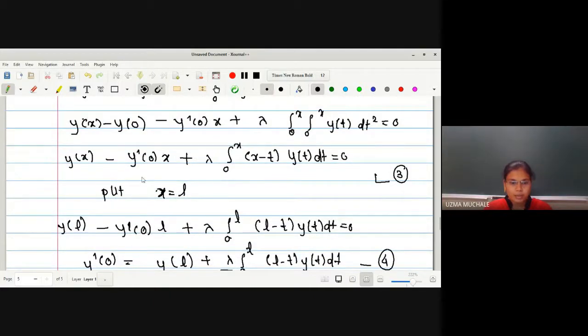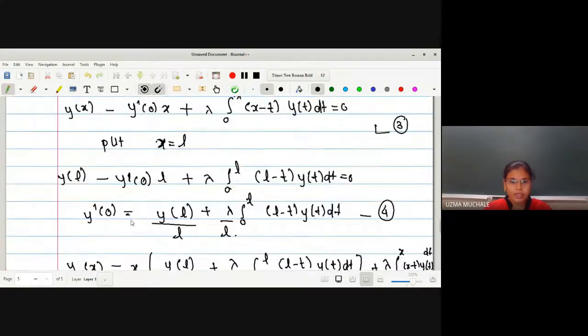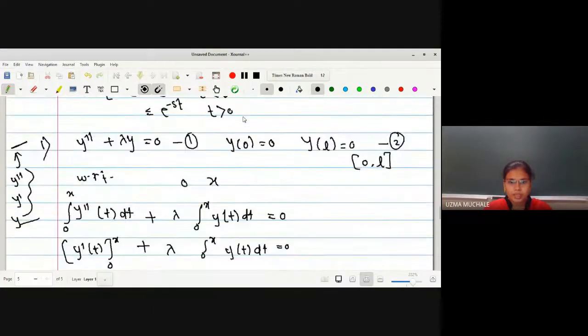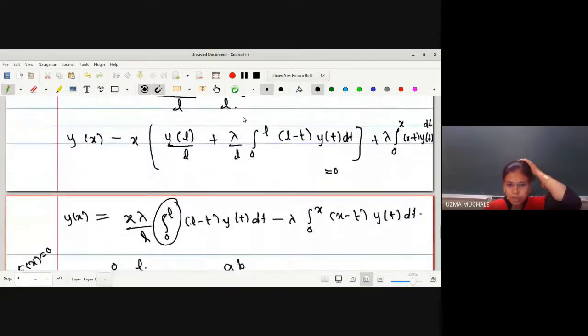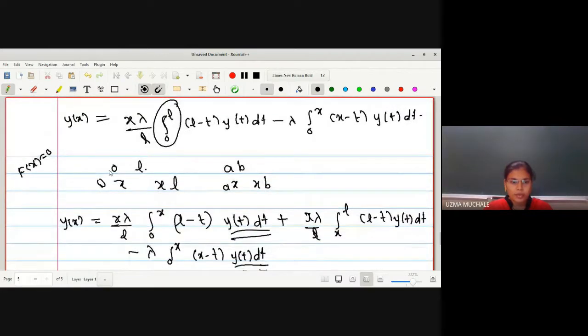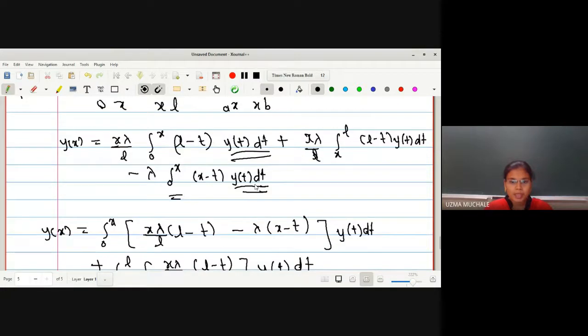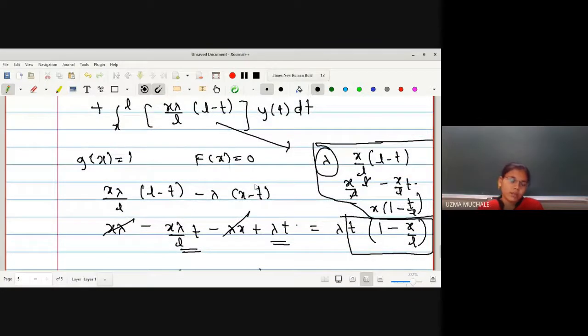Y dash of 0 की जगह पे put करना है. Okay. And then we use the condition y of L is 0, which is given to us. So after using this, you have to now write down the equation. Here this equation we have got after substituting y of L is 0. And now 0 to L, we have to split in the form of 0 to x and x to L, just like we have done for the method A to B, where we split it in the form of A to x and x to B. Then you just rearrange the terms, cancel some terms, and you can get the result. Okay?